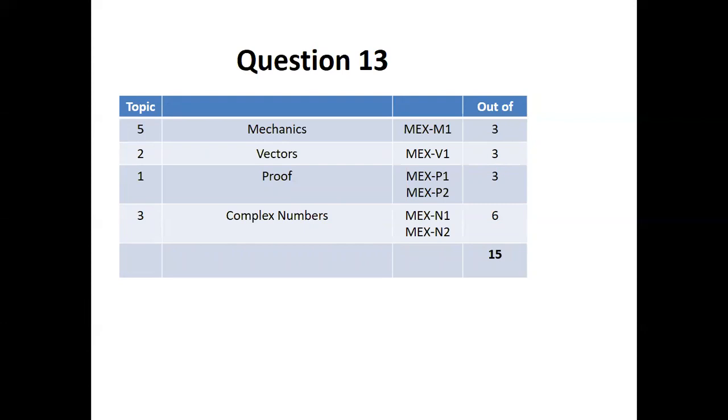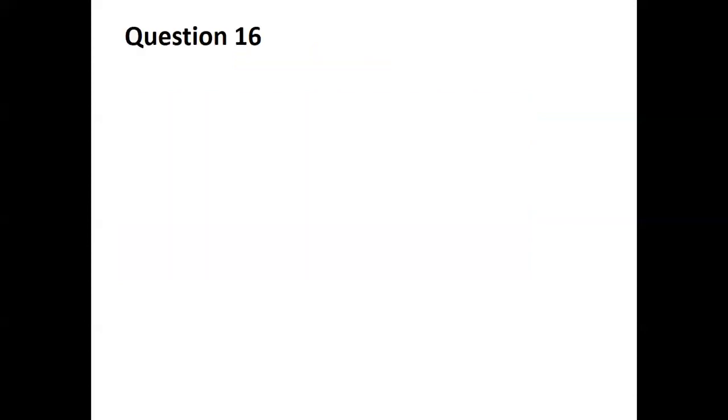Well, question 13, mechanics is the first part. So mechanics is 3 marks. We got vectors is 3, proofs is 3, and complex numbers is 6. So the total of question 13 is out of 15. So as you can see, that's the topics and the outcomes for this question. I want to take more time now with 16 because that's a more involved type of question.